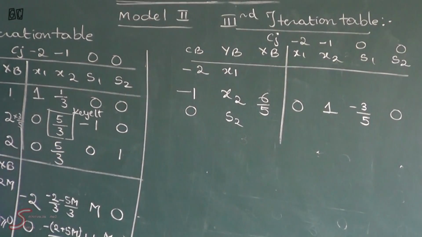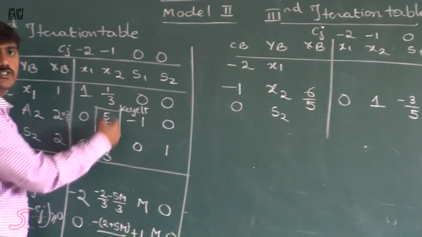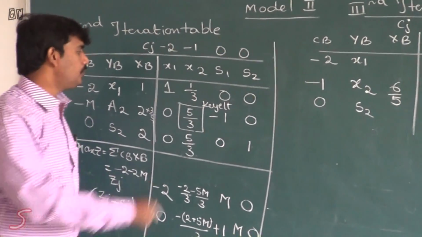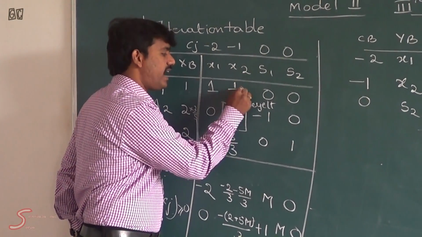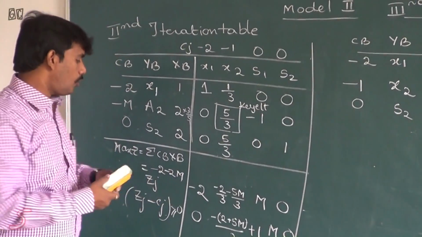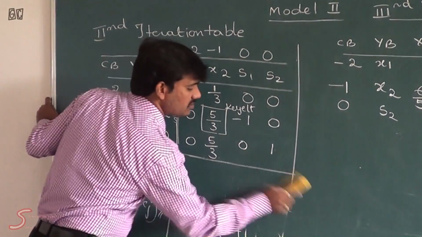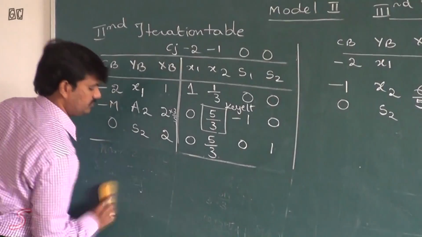Now this is the time to make all the elements in the key column 0. Now I am going to make this 1 by 3 as 0 by using some row operations.